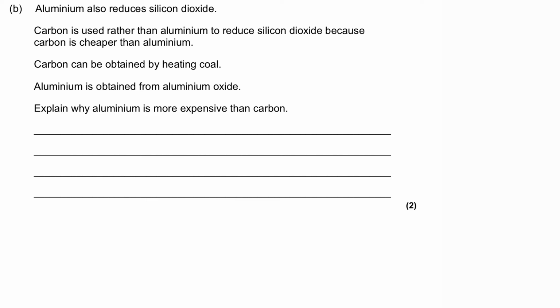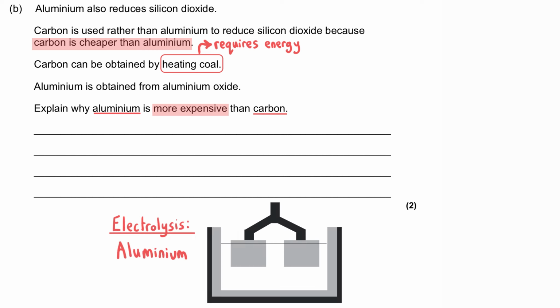Aluminium also reduces silicon dioxide. Carbon is used rather than aluminium to reduce silicon dioxide because carbon is cheaper than aluminium. Carbon can be obtained by heating coal, and aluminium is obtained from aluminium oxide. Explain why aluminium is more expensive than carbon. So heating coal to produce carbon will require some energy. However, aluminium is obtained by electrolysis from aluminium oxide. And this is needed because aluminium is more reactive than carbon, so cannot be obtained by reduction from that method.